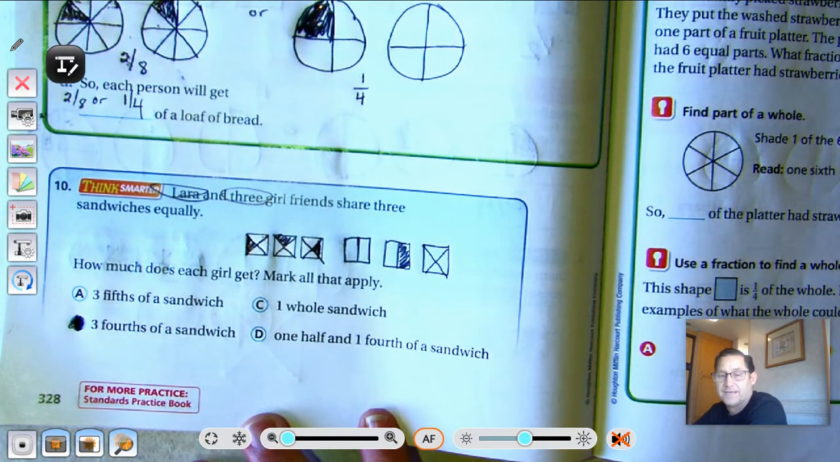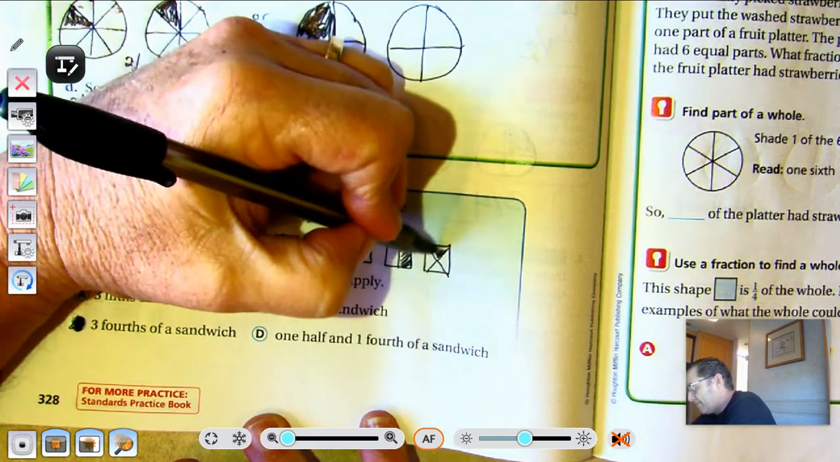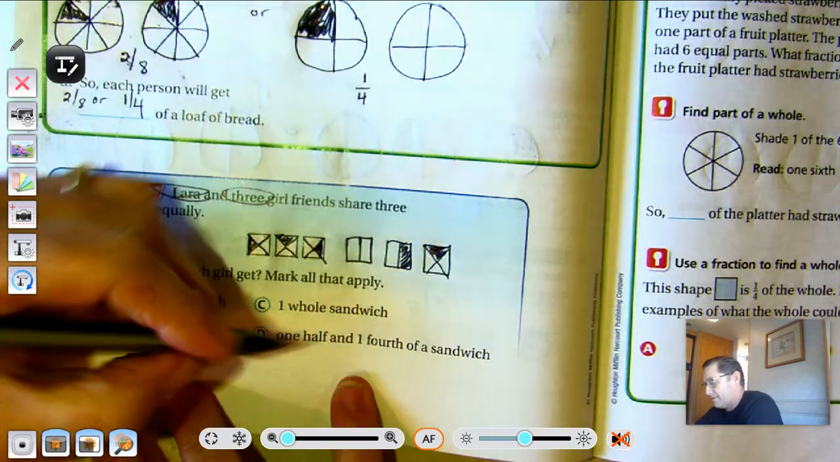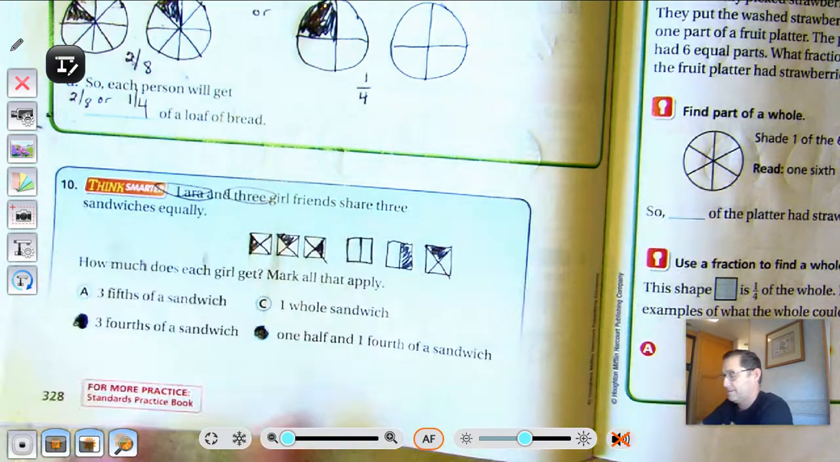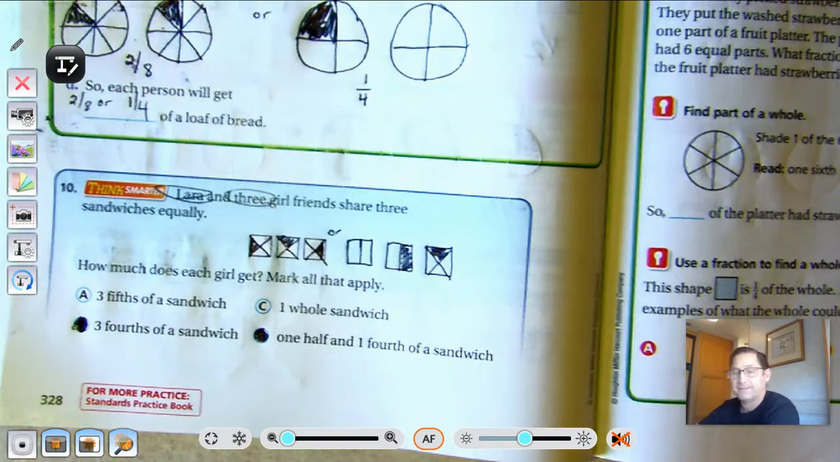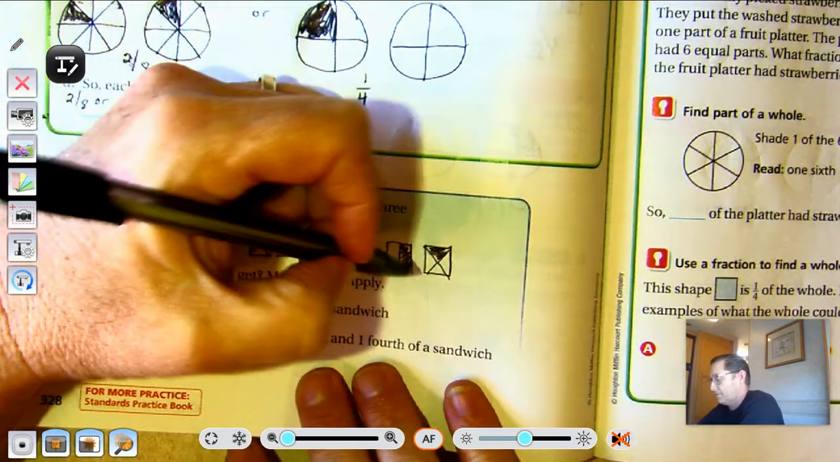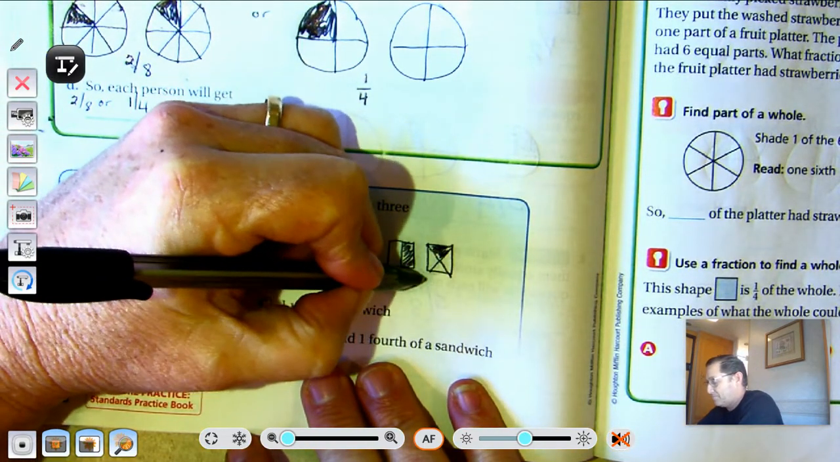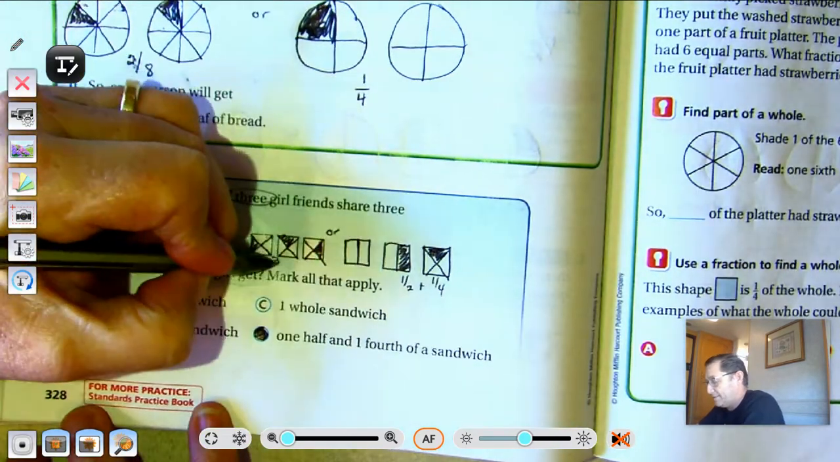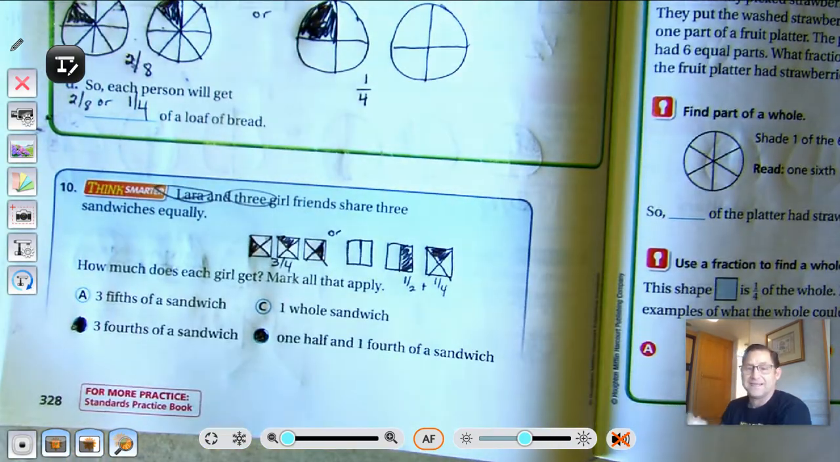All right, so if I was Laura or one of her 3 friends, I would get half of one sandwich and then 1/4 of another. So I'd get 1 and 1/4 of a sandwich as well. Okay, so this is half plus 1/4. This one is 3/4, but they're the same amount.